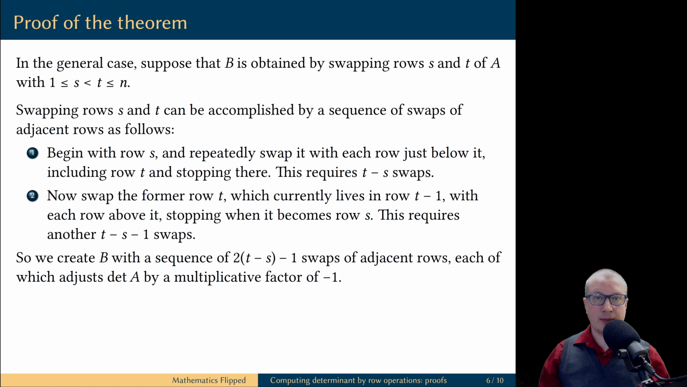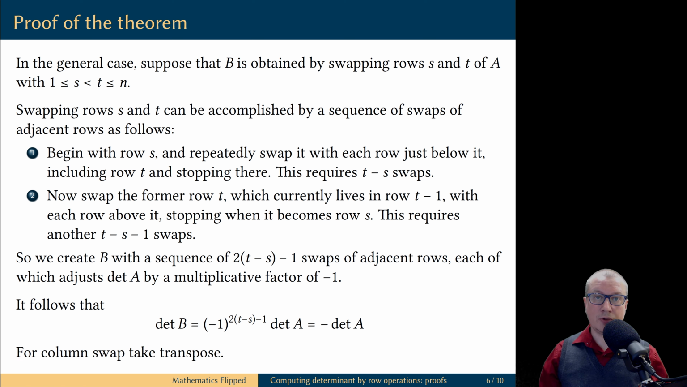However, we just established that if you swap two adjacent rows, then the determinant changes the sign. But now you see that no matter what s and t are, swapping these two rows requires an odd number of adjacent row swaps. Therefore, the determinant will change the sign. To see that it also works for columns, take the transpose.